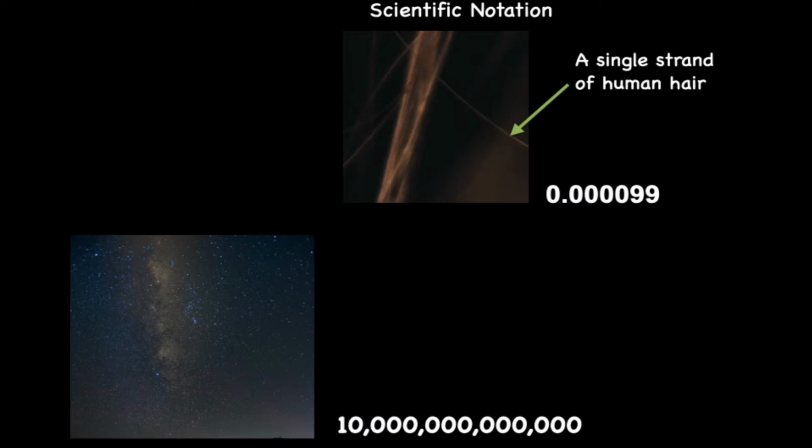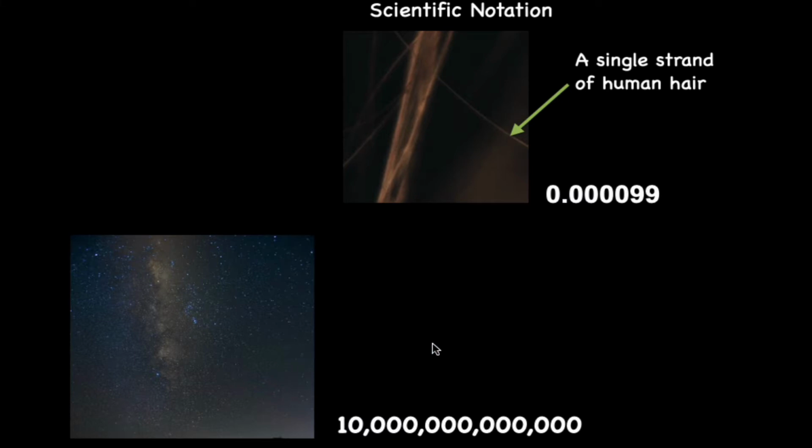All right, so taking a quick look at this number here, which is 99 millionths. This number represents the diameter of a human hair, as you can see here. So this is not a very large number, is it? This number is 10 trillion. And a fun fact, did you know that there are about 10 trillion galaxies in the universe?